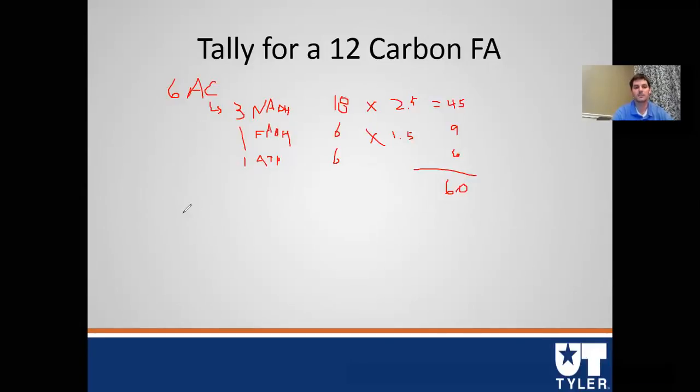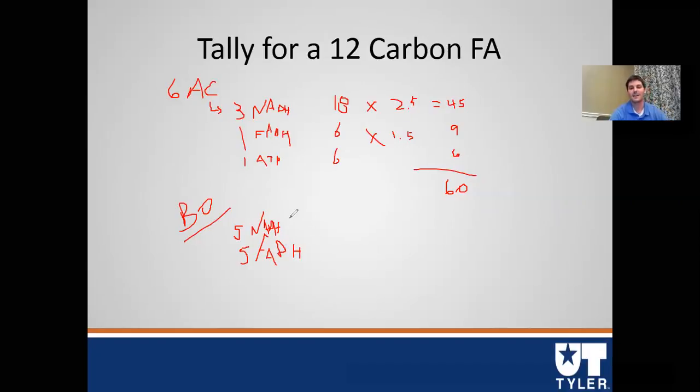But what about from our rounds of beta oxidation? We get 1 NADH and 1 FADH2 from each round of beta oxidation. As you'll remember, we underwent 5 rounds, so that gives us 5 NADHs and 5 FADH2s. Again, I apologize, this is terrible. You may just want to rewrite this on your own.